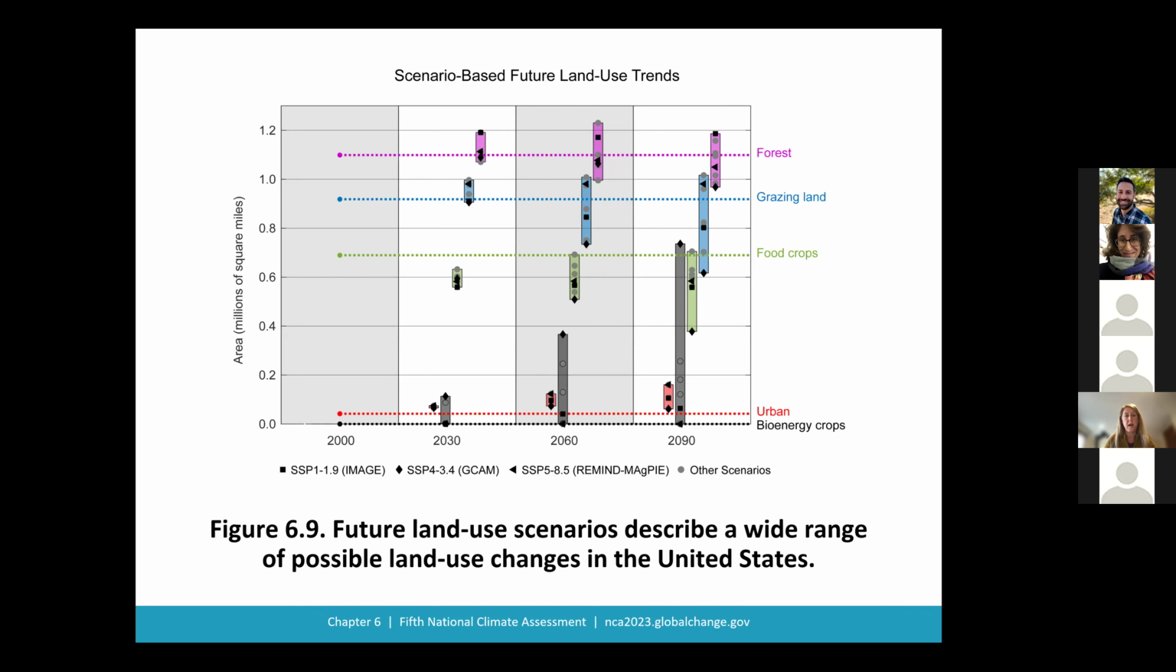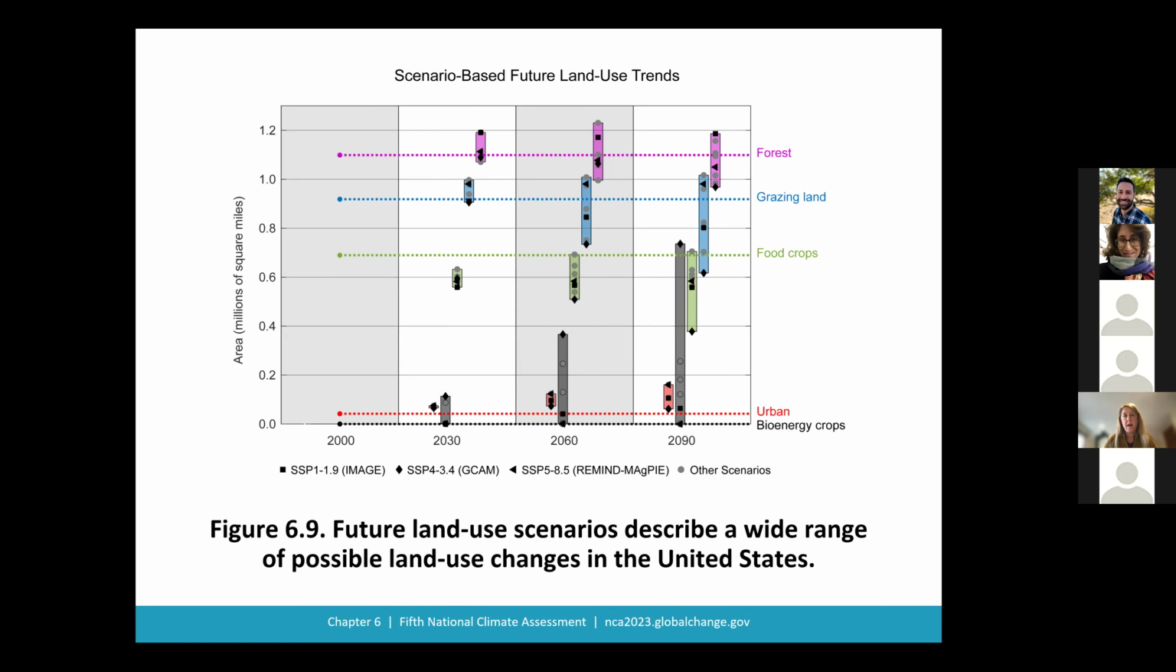There are 8 different scenarios included in this figure for 3 different time points in the future, as well as a set of baseline values in the year 2000. And so most of these future scenarios show increases in urban area in the future, shown in the red land use category in the figure. Many of them, or most of them, show stable or declining areas of food crops in green. And that is mostly due to underlying assumptions in the scenarios about continued increases in agricultural technology improvements.